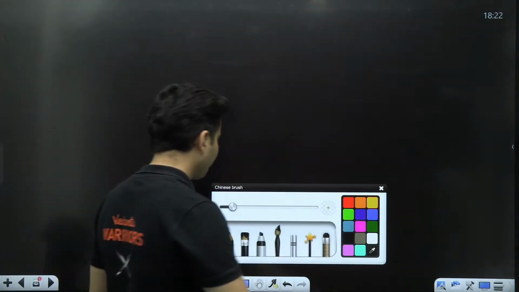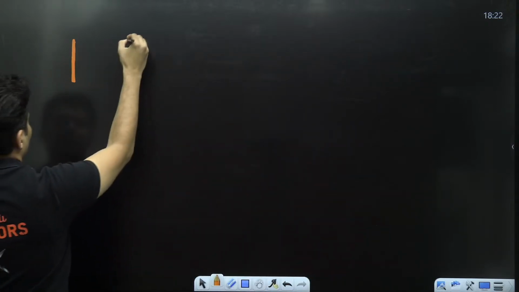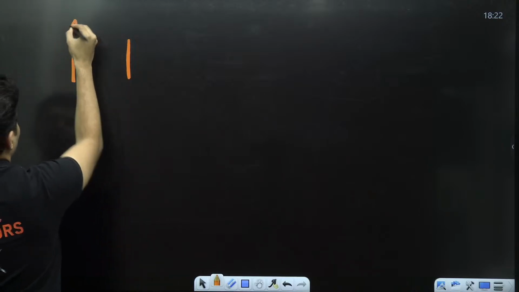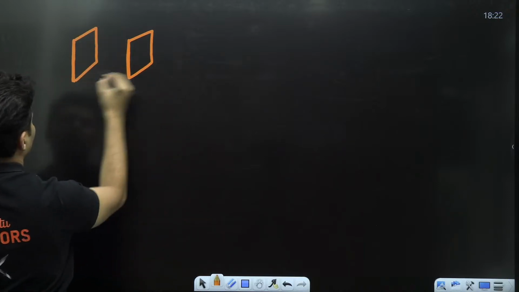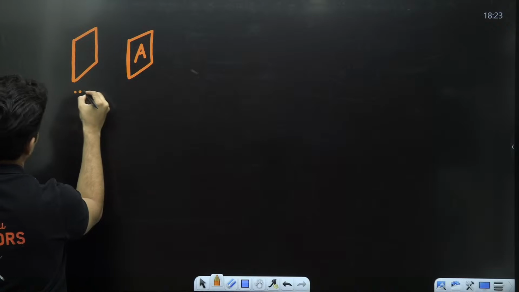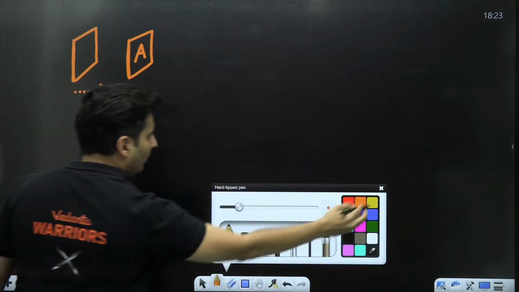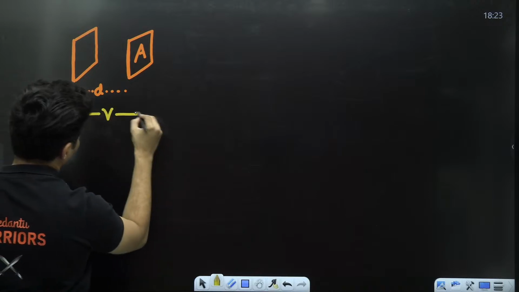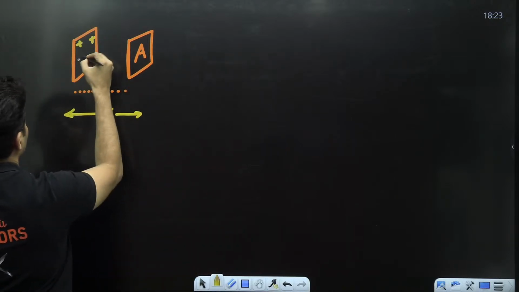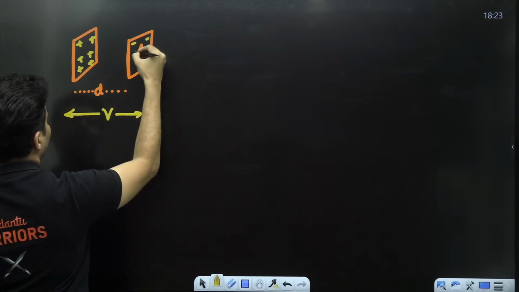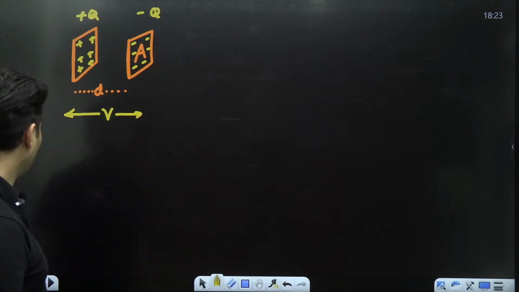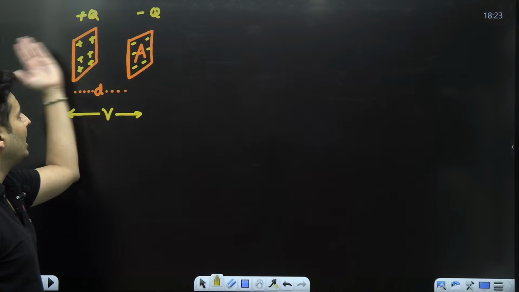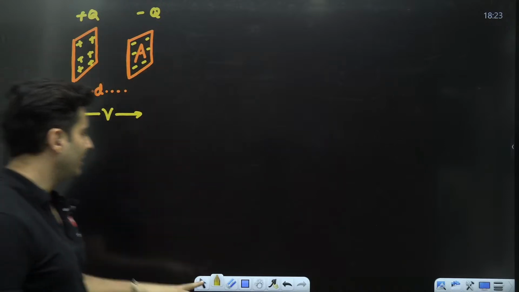Okay, so see guys, imagine this. This is one plate, this is another plate, this has area A, this has area A, and the separation between them is D. The voltage across them is V. The charge over here is, let's say, positive, and the charge over here is negative. So this is plus Q, this is minus Q. These are like charged sheets. This is one sheet, this is another sheet.